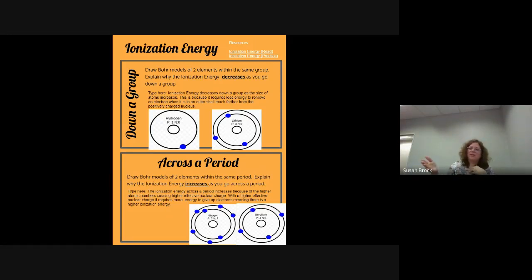Also, across a period, you don't increase the shielding effect. The shielding effect is constant across the period. So if it's constant across the period, the effective nuclear charge actually goes up because you're adding electrons. And so more particles, more force.